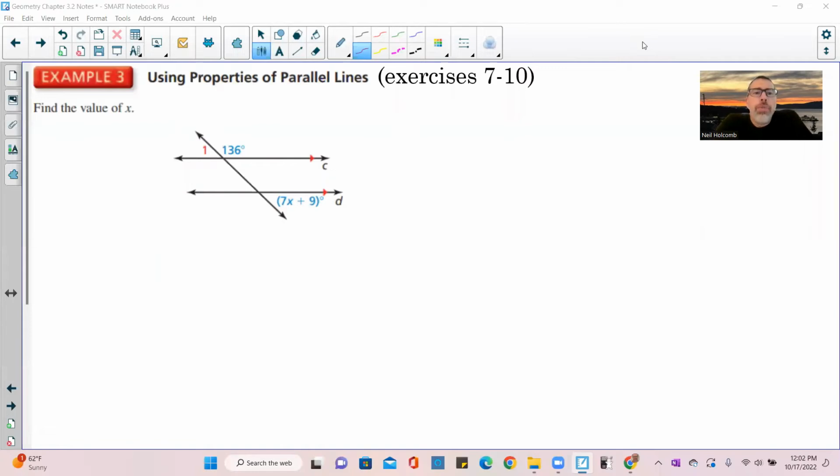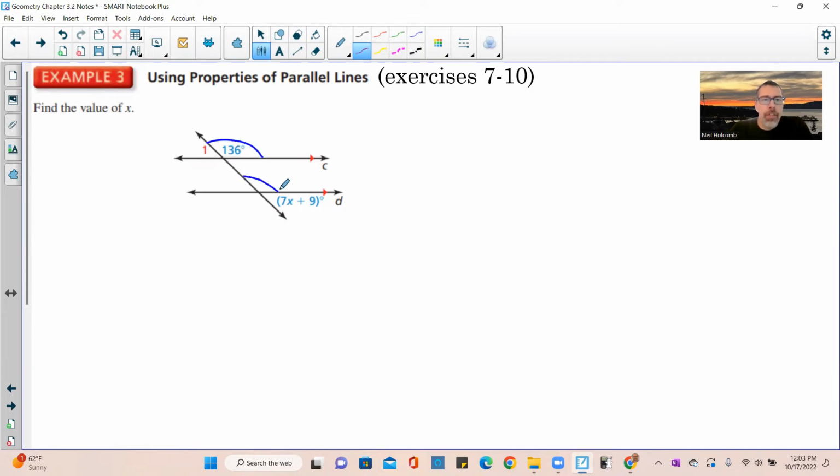Okay, example 3, using properties of parallel lines. After this example, you should be able to do your homework exercises 7 through 10. It says find the value of x. So this is very similar to the last problem. Well, this is 136 degrees right here. And as you can see, it's obtuse.